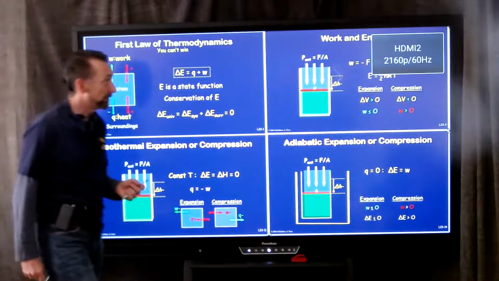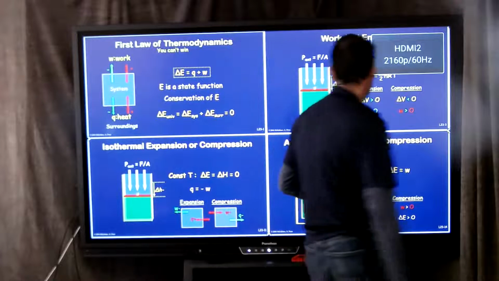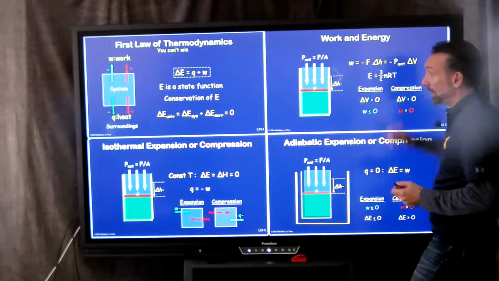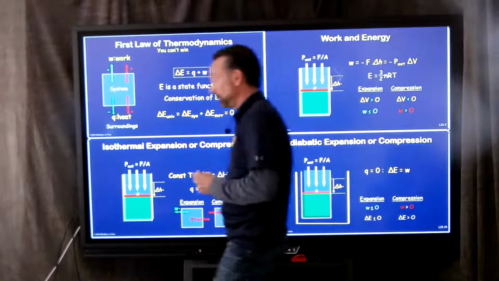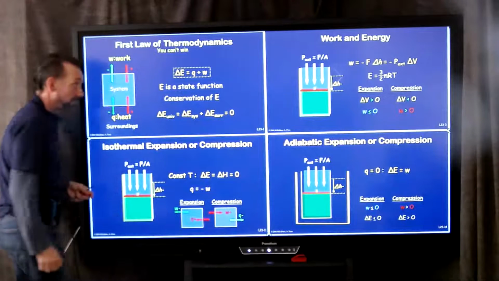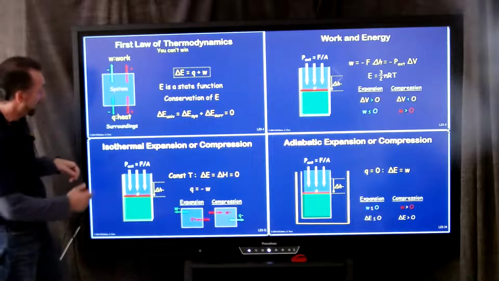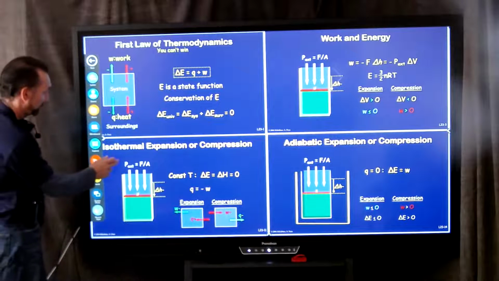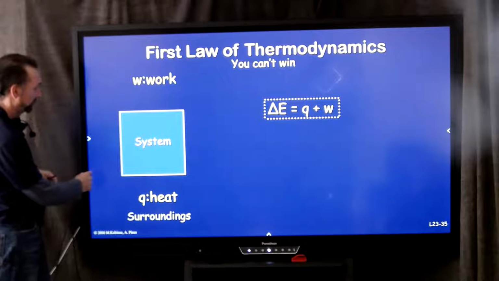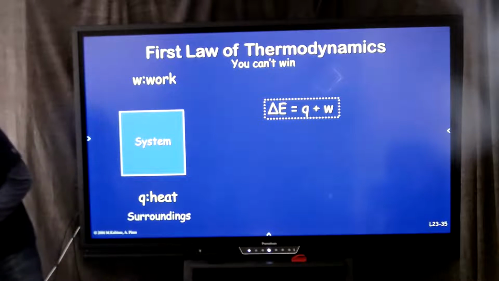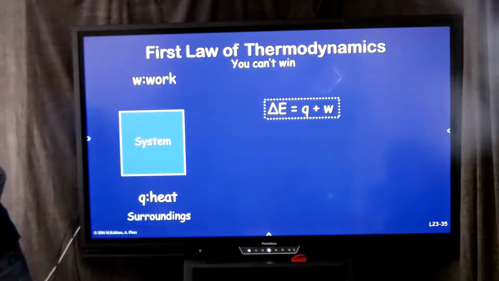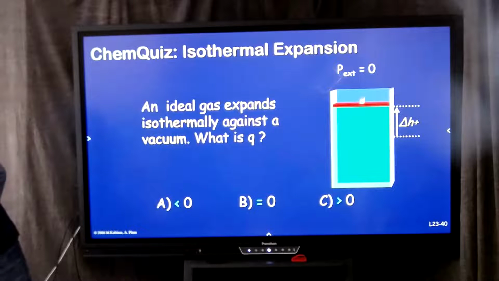So we kind of had the information we need here on the board. What is going on? Well, it's the process. Oh, I zipped forward. Stand by. I zipped forward in the presentation, so I have to go back to that chem quiz, which I think is that one. Yep.